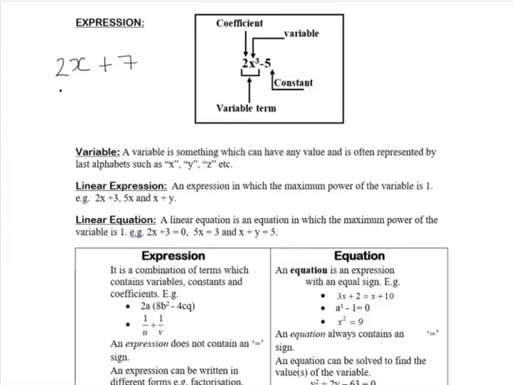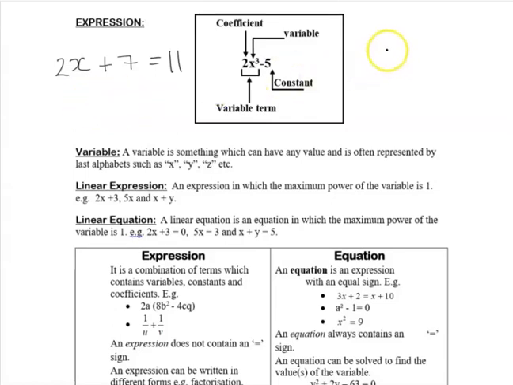Now, to be able to distinguish between an expression and an equation, because you can have an equation where you would have 2x plus 7 equals 11. You can solve it. That is the difference between the two. An expression can't be solved. An equation can be solved. So if there's an equal sign and one variable, it will be an equation. In this case, we only have one variable, which is x.